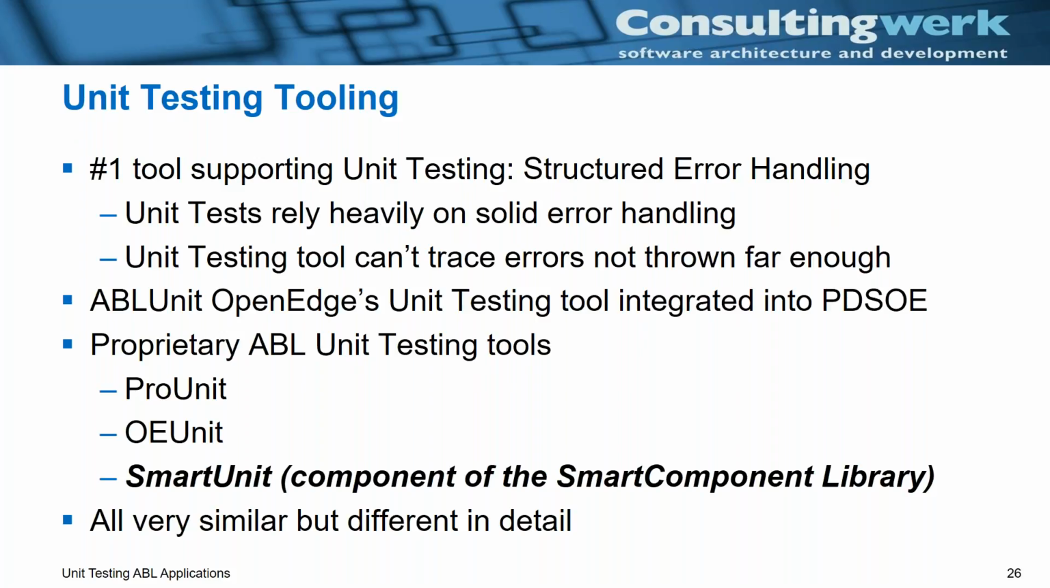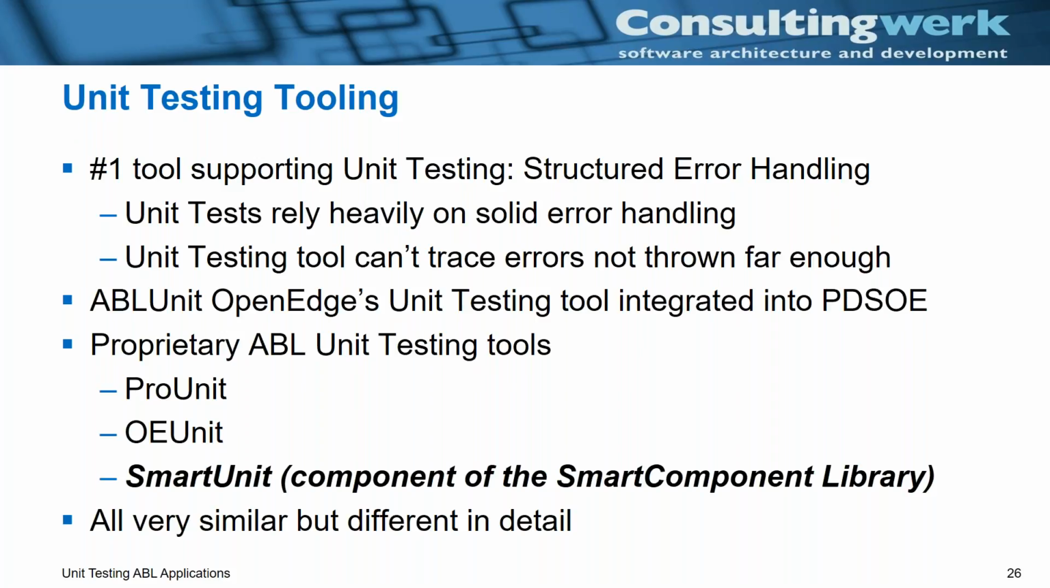Unit testing can't trace errors that aren't thrown far enough up the stack. It's just not able to do so. So make sure your error handling is robust and that you're using the new structured error handling that's available within Progress.